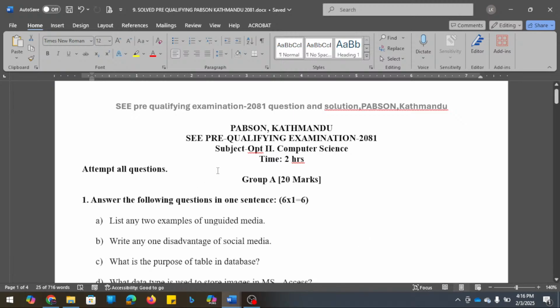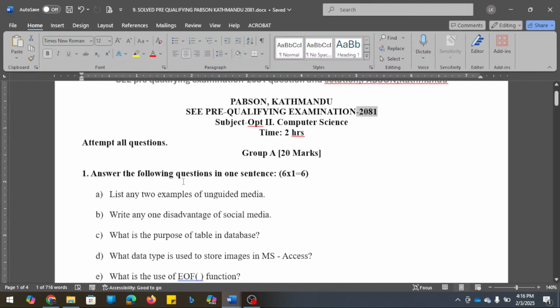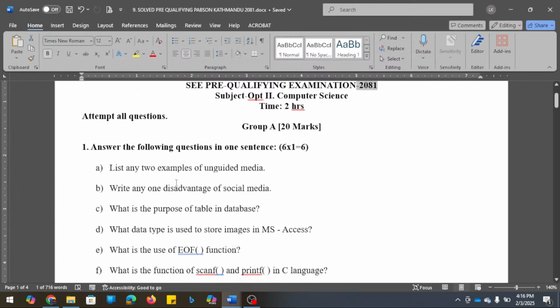As you can see on the screen, it was asked in 2081 BS by the PABSON, that is Kathmandu PABSON. That was before the send off, that's for the pre-qualifying examination. Okay, let's have a talk on this. First is a very short answer question, in one sentence we have to give. Listing examples of unguided media.